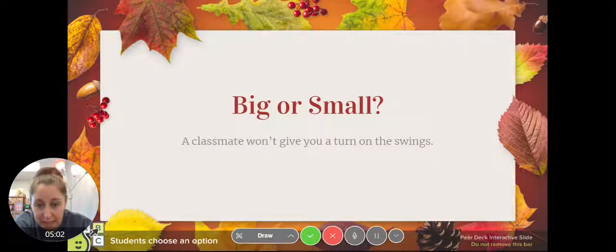A classmate won't give you a turn on the swings. Now, this one happens a lot. The swings can be a really hot ticket item, and lots of kids want to play on it.